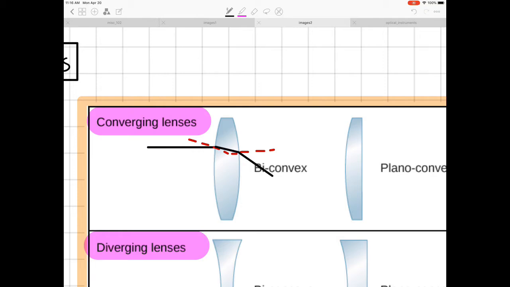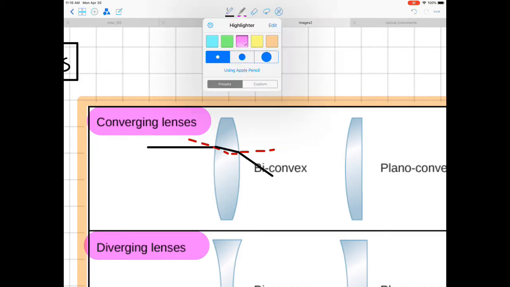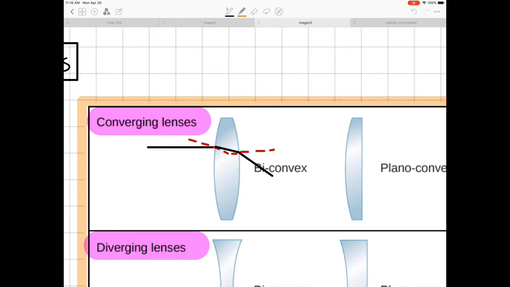Instead of both of those changes in direction, we're going to say that this is a thin lens, and we're going to approximate the thin lens as though one refraction happens right at the middle of the lens. So instead of these multiple changes in direction, we're just going to draw the ray coming in, and then it's going to refract at that lens plane.